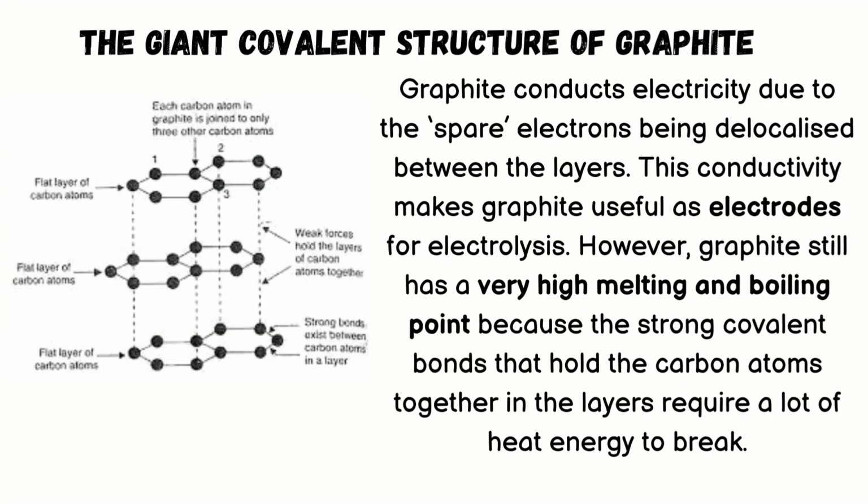Graphite conducts electricity due to the spare electrons being delocalized between the layers. This conductivity makes graphite useful as electrodes for electrolysis. However, graphite still has a very high melting and boiling point because the strong covalent bonds that hold the carbon atoms together in the layers require a lot of heat energy to break.